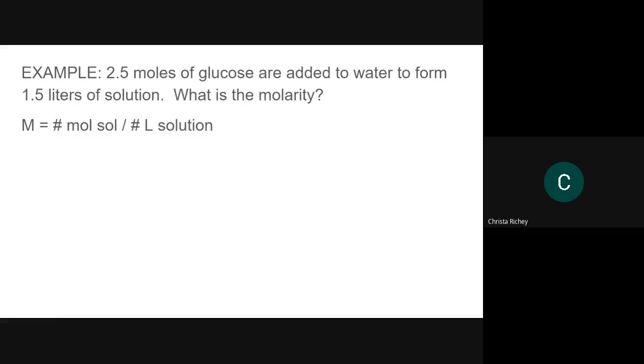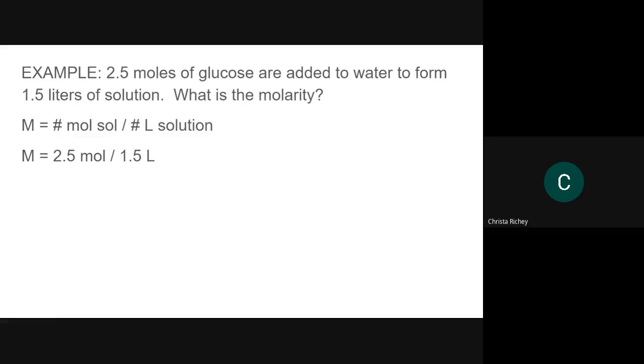We have 2.5 moles of glucose. This is sugar, okay? And we're adding that to water to make 1.5 liters of a solution. We want to know how concentrated it is. Molarity, and this really should have a line under it, that's bad of me, is the number of moles, which is already in moles, awesome, divided by the liters, which is already in liters. You don't have to do anything extra. You just need to plug them in.